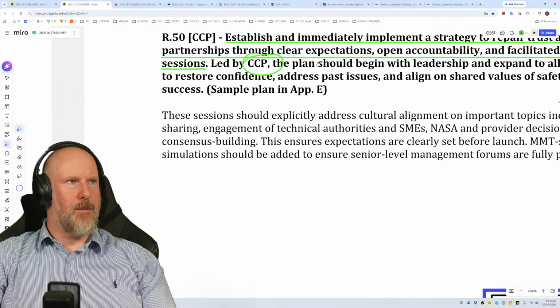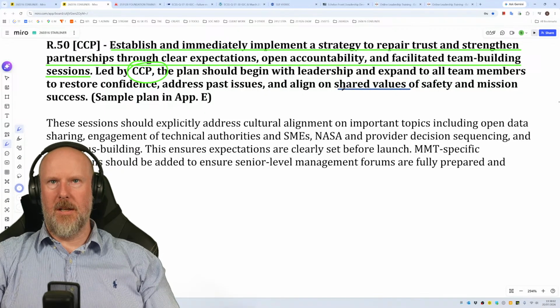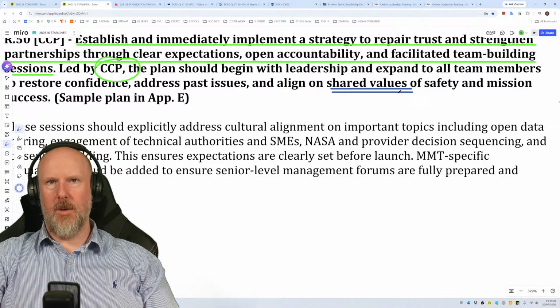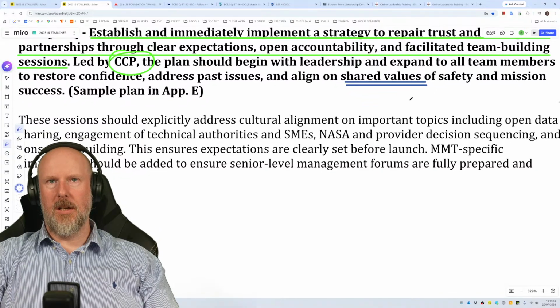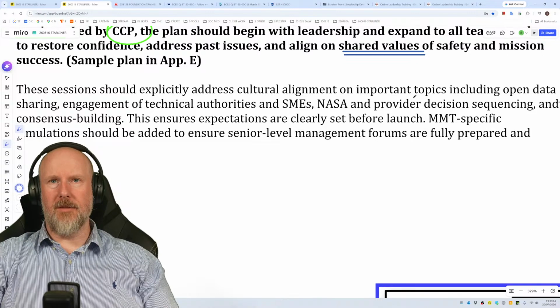Anyway, let's keep going. So the plan should begin with leadership and expand to all team members to restore confidence, address past issues, and align on shared values of safety and mission success. Yes, I agree. Shared values should also include respect and willingness to hear dissenting views and work with those dissenting views.